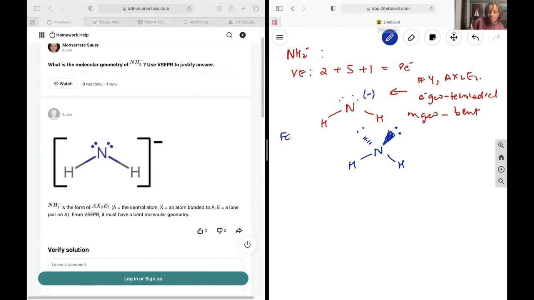You can see that by just testing its formal charge. Hydrogen is 1 minus 1, 0. Nitrogen is going to be 5 minus the 2 electrons in bonding pairs minus the 4 in the lone pairs. And that's going to give you -1. And so that's it for this question. Your answer is bent.